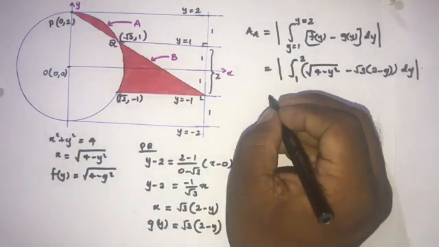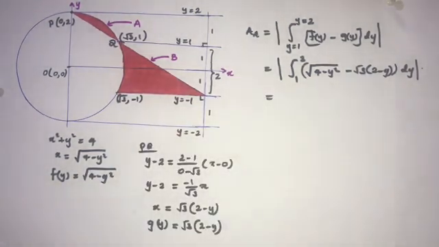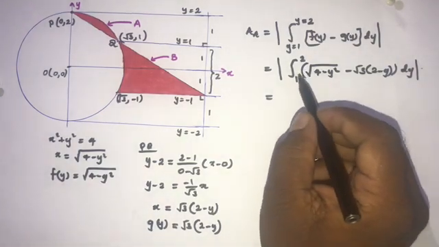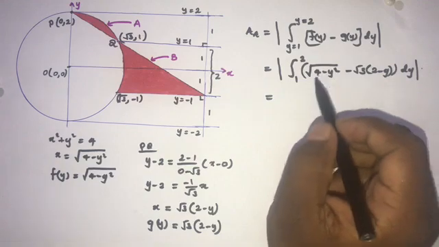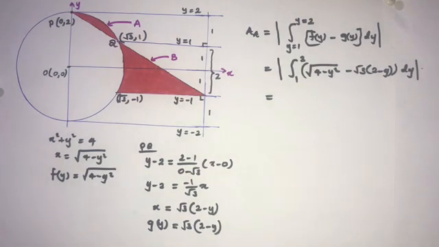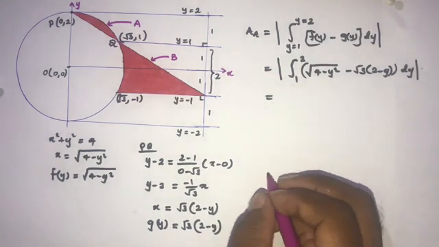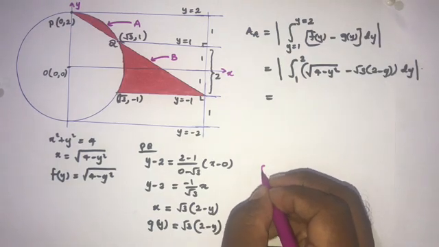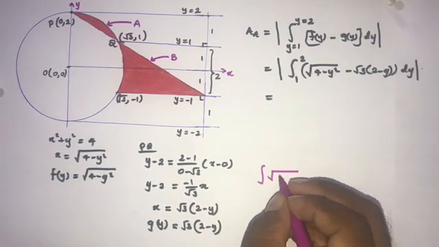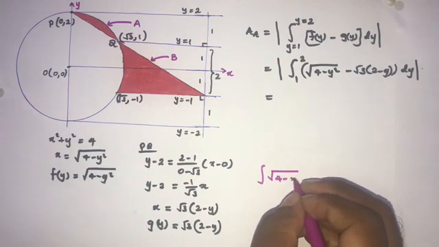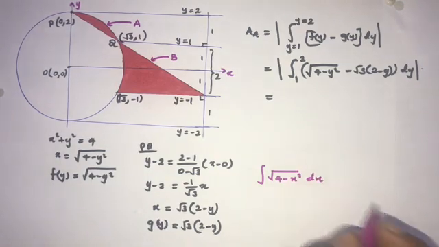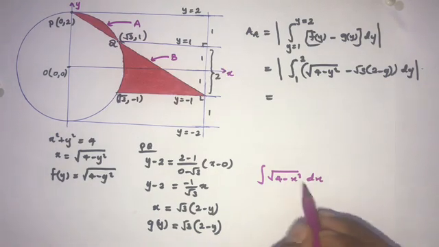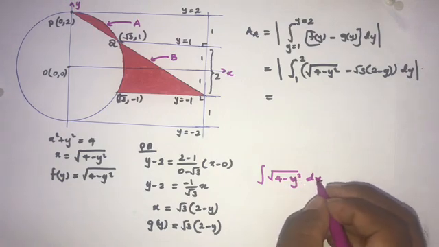Okay, then we should integrate the square root of 4 minus y squared. So I am going to evaluate this integral in another place. We take the square root of 4 minus x squared dx. Now here the square root of 4 minus y squared dy.